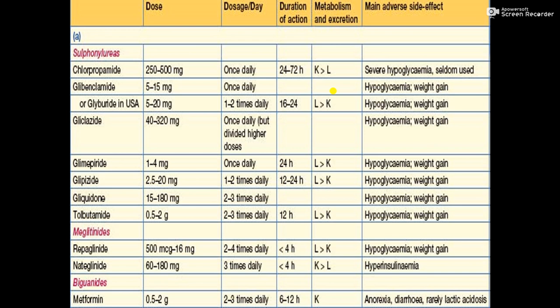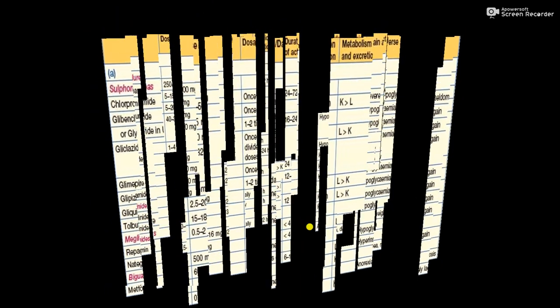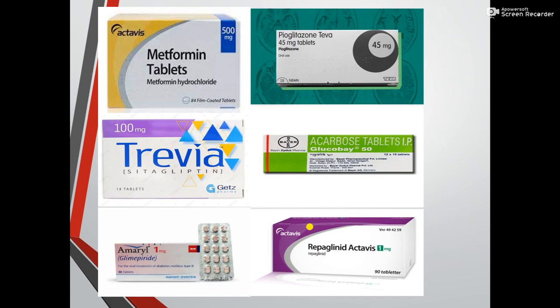Biguanide is another class. Biguanides include metformin, which is available in 0.5 to 2 gram, its dosage is 2 to 3 times daily, and its duration of action is 6 to 12 hours. It may cause anorexia, diarrhea, and rarely lactic acidosis. So this was all about the different classes of drugs, especially the oral anti-diabetic drugs.